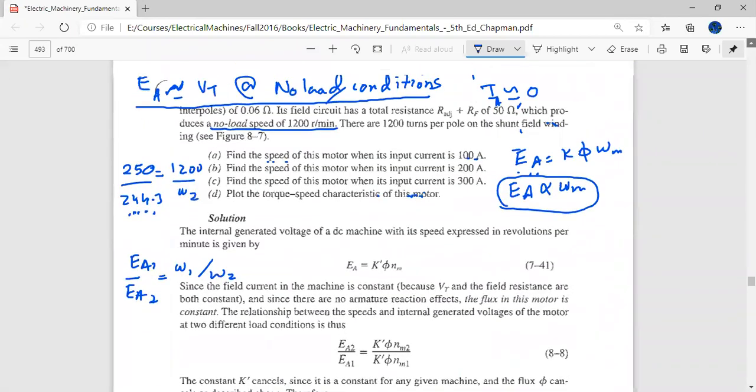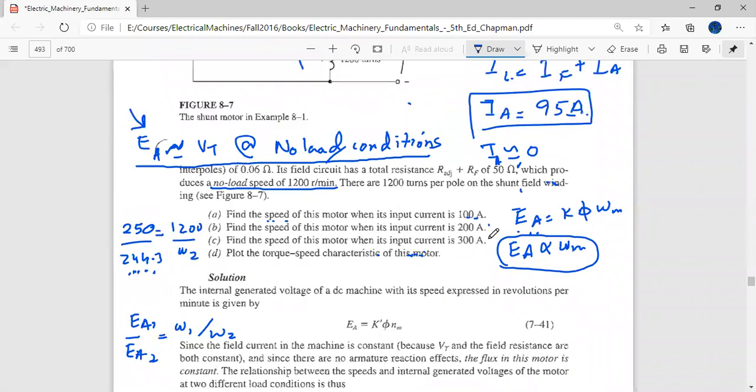Similarly, you can do part B and part C. One of the operating points you will already know, and normally you take it as the no load operating point, and the other one you take as the loaded operating point. So over here, this numerator part is the no load operating point, and this one is the loaded operating point. You can draw the proportionality and easily find this.